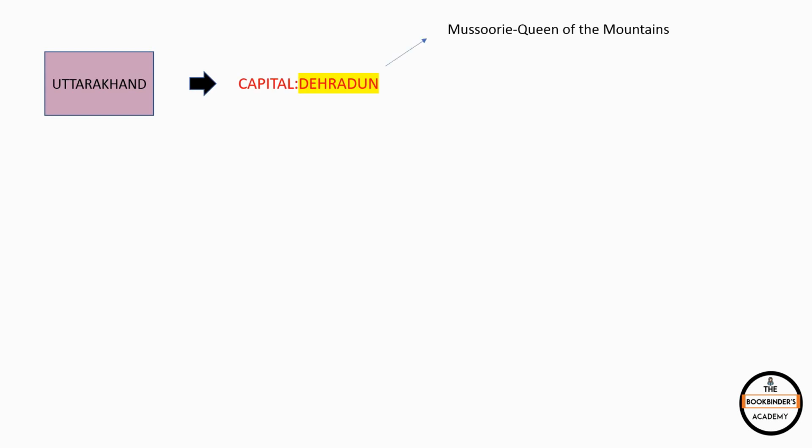Next is the state of Uttarakhand. Uttarakhand's capital is Dehradun. The cities that have nicknames in Uttarakhand are Mussoorie, Rishikesh, and Nainital. Mussoorie is referred to as the Queen of Mountains. Anybody who is a fan of Ruskin Bond short stories must have heard of this name a lot. There's a lot of reference to Mussoorie in his stories.